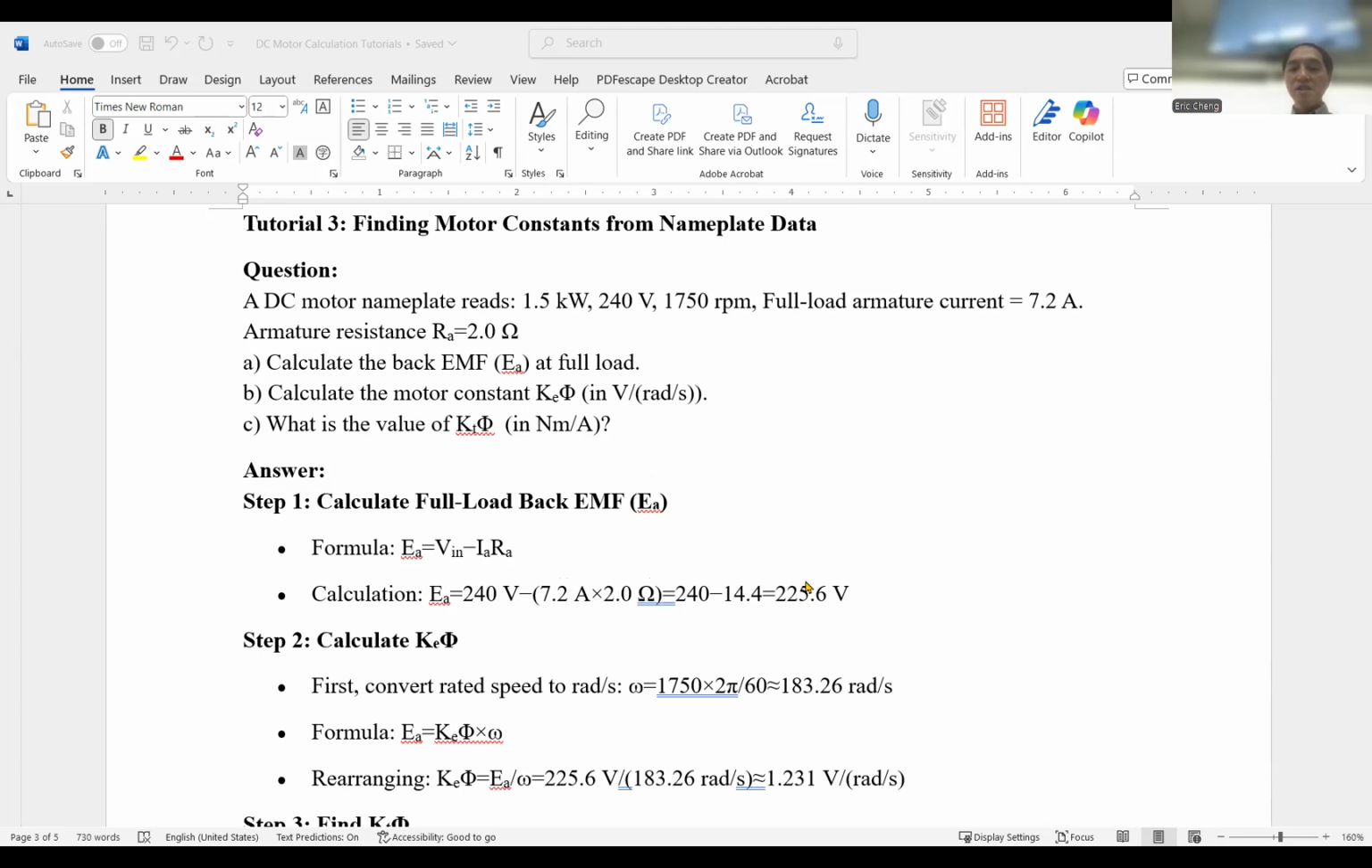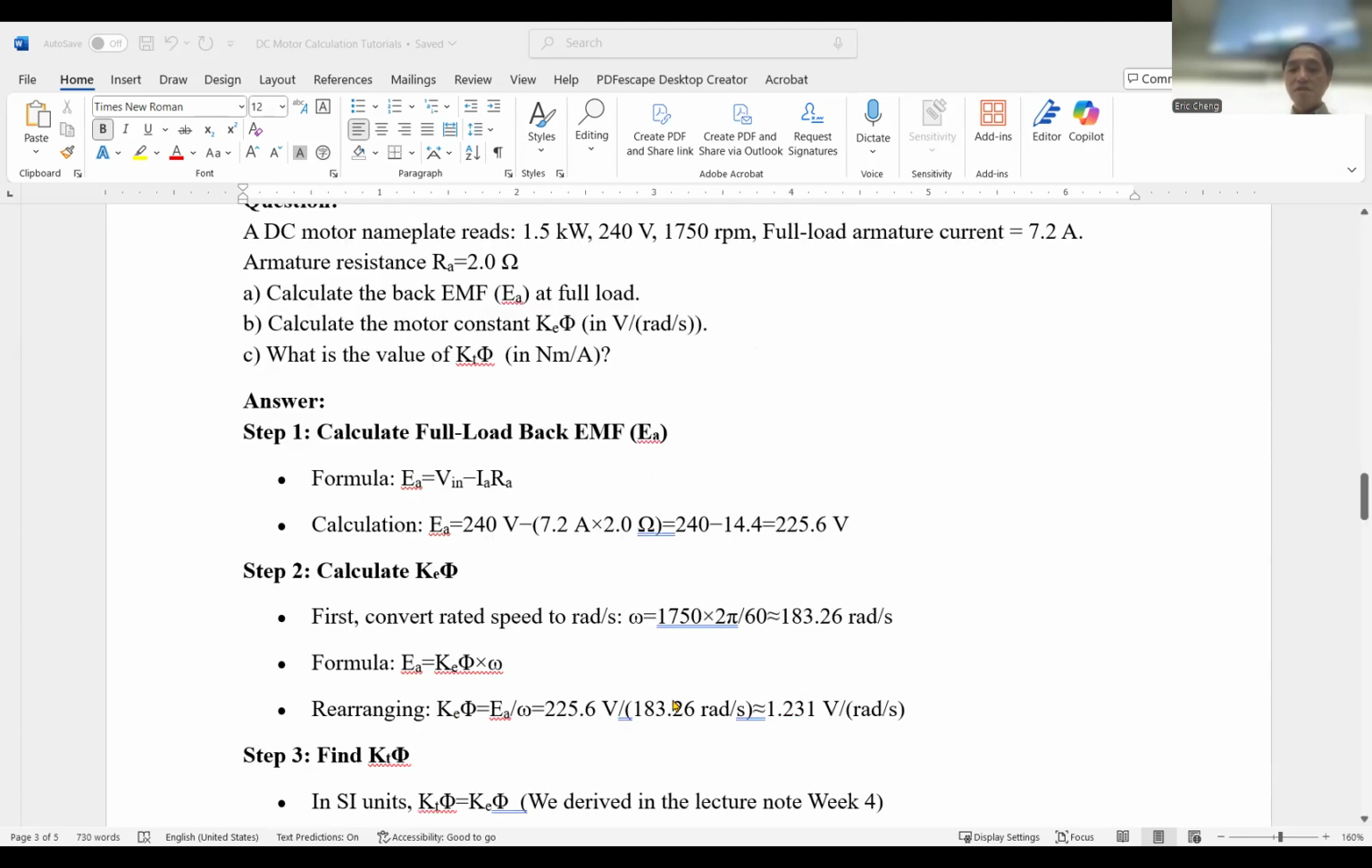Now, once we got this, we are able to relate it to the back EMF equation. The nameplate says 1750 RPM, so we convert that into SI unit, radian per second, first. Then 225 volt from here, divided by 183, will give you 1.23. So that will give you the data for the back EMF constant. That mainly comes from the nameplate.